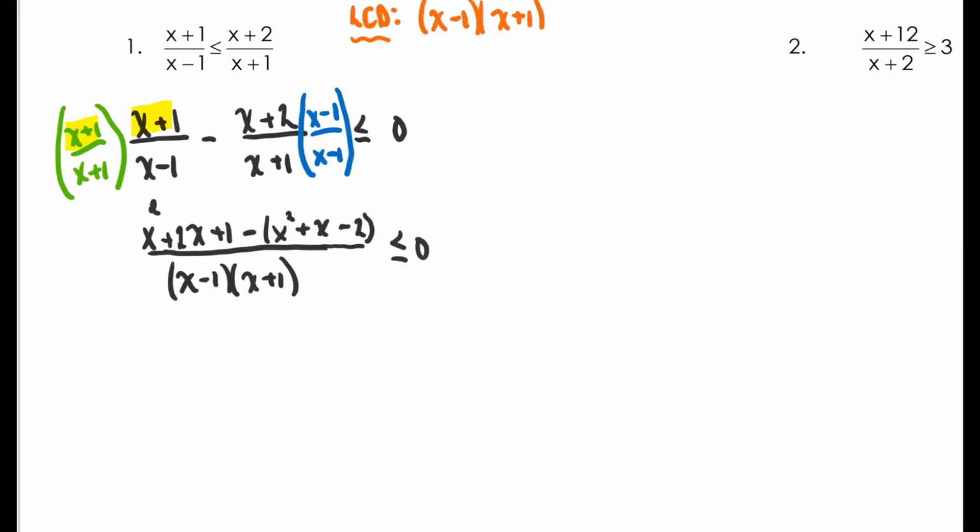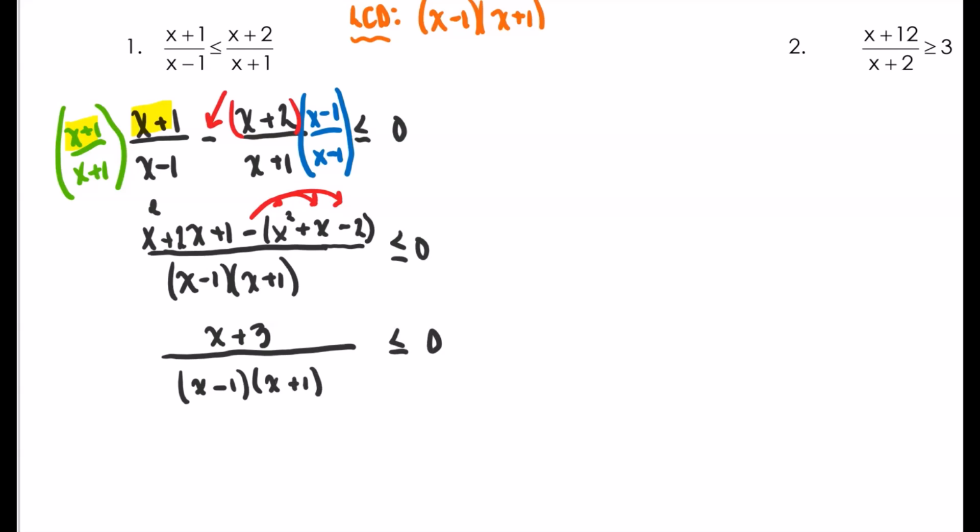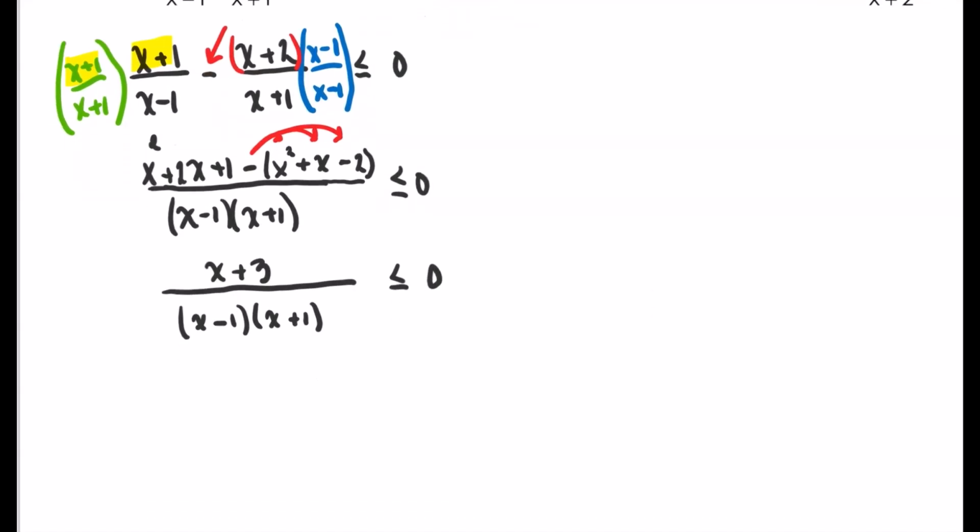And then simplifying my numerator, so don't lose your negative here. It's important that you don't lose that. So you've got to distribute that negative onto the product, right? So we multiplied that whole thing. So then my numerator is going to become x plus 3. And then my denominator is still (x minus 1)(x plus 1). All right, now for step 3. So we basically did steps 1 and 2 here.